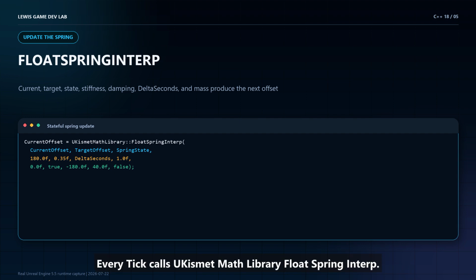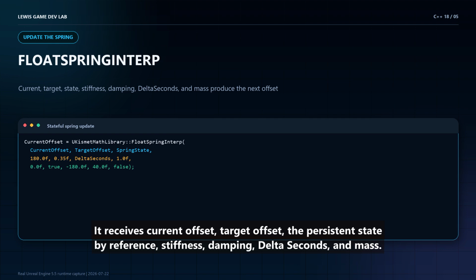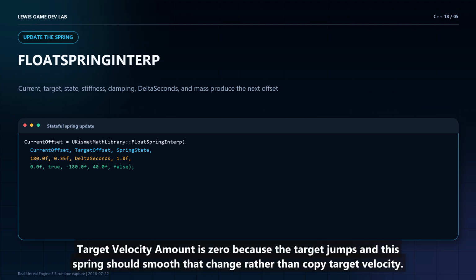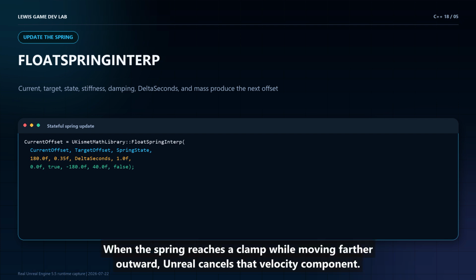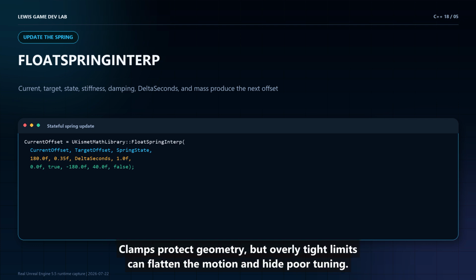Every tick calls UKismetMathLibrary FloatSpringInterp. It receives current offset, target offset, the persistent state by reference, stiffness, damping, delta seconds, and mass. Target velocity amount is 0 because the target jumps and this spring should smooth that change rather than copy target velocity. The demo clamps output between -180 and +40. When the spring reaches a clamp while moving farther outward, Unreal cancels that velocity component. Clamps protect geometry, but overly tight limits can flatten the motion and hide tuning.